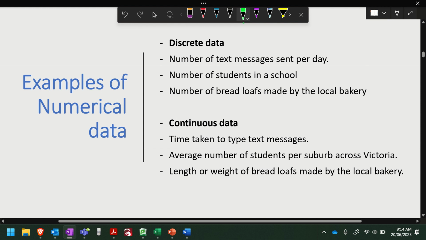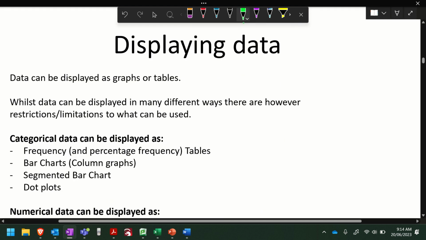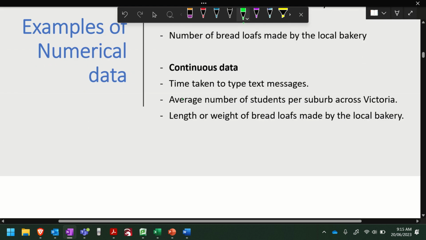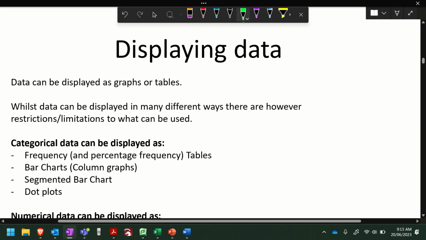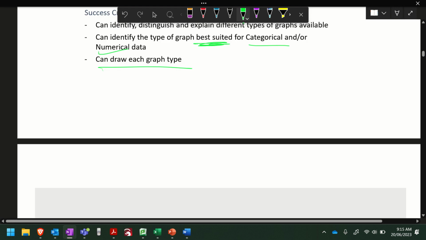And again, notice that with discrete, you're counting things individually. Yeah, but with continuous, you're normally measuring things. All right, and then actually, there's no categorical data, but that's all right. Yeah, there isn't.